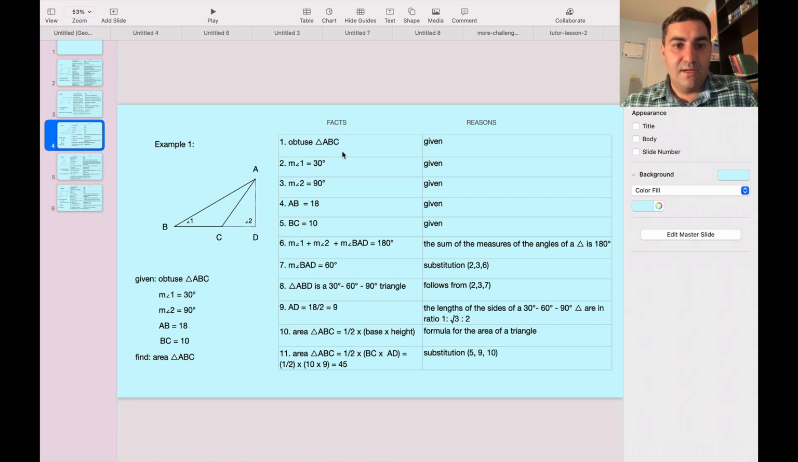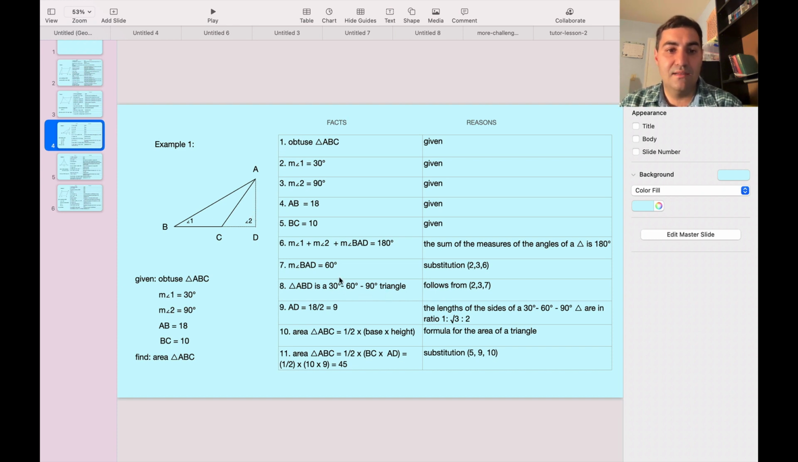So what can we do? We write down what we know. We know that the measure of angle 1 plus the measure of angle 2 plus the measure of angle BAD is going to be 180 degrees, because the sum of the measures of the angles of a triangle is 180 degrees. If we look at this larger triangle ABD, we get this property here. So we can substitute and get measure of angle BAD is equal to 60 degrees. Just plug in measure of angle 1 equals 30 and measure of angle 2 equals 90, and simplify it. So we know that triangle ABD, this larger triangle, is a 30-60-90 triangle.